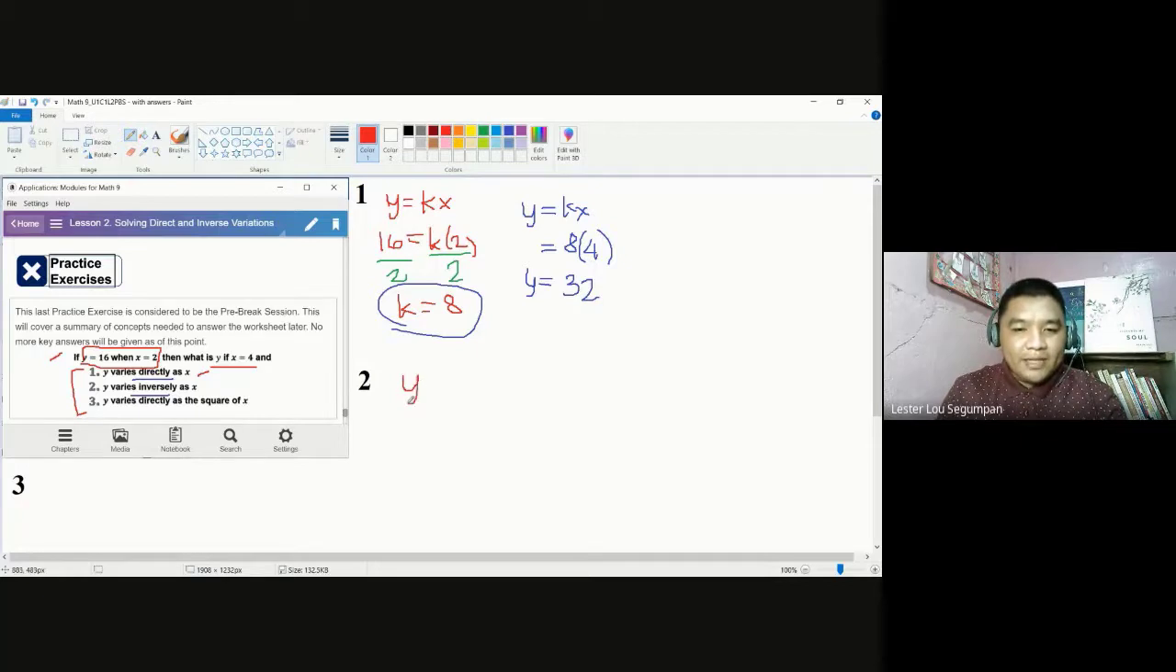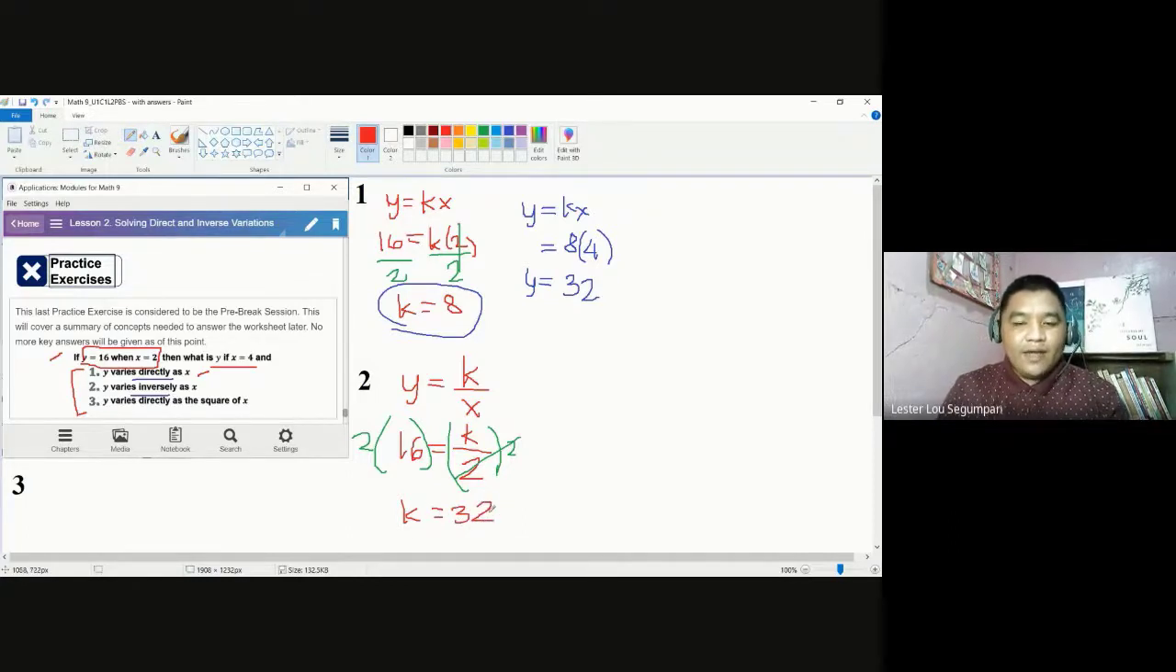So the mathematical equation for inverse variation is y is equal to k over x. Let's substitute the same given. You have 16 is equal to k over x, which is 2. Then we multiply both sides by 2. The value for k is now equal to 32.